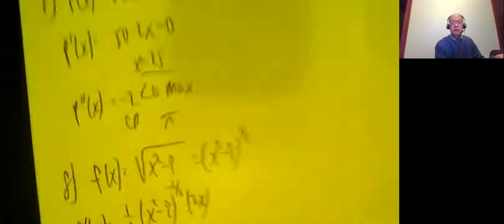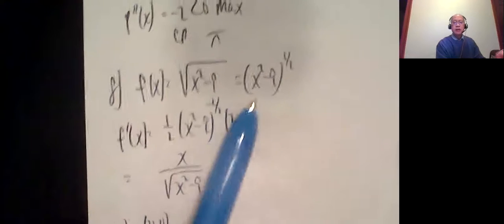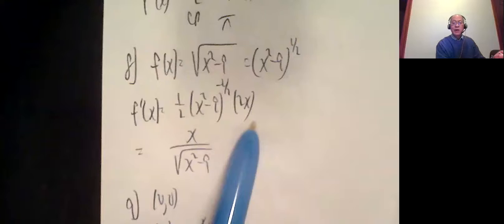Okay, number 7, it's best to distribute: 50x minus x squared, maximize the profit. P prime is 50 minus 2x, set that equal to 0. X is 25. P double prime is again negative 2, less than 0, concave down, which means I have a maximum. Number 8, treat this as (x squared minus 9) to the 1/2. So the derivative is 1/2 (x squared minus 9) to the negative 1/2 times 2x. Clean it up: x over radical x squared minus 9.